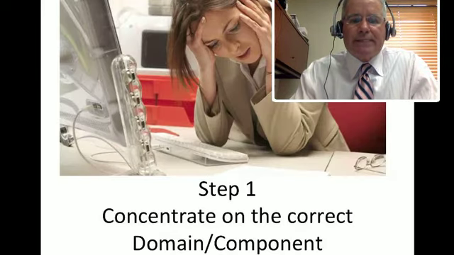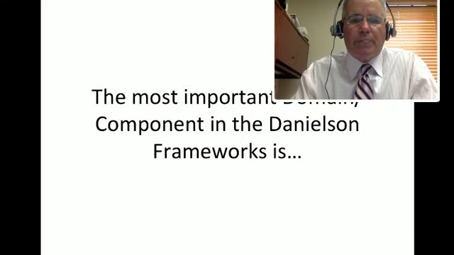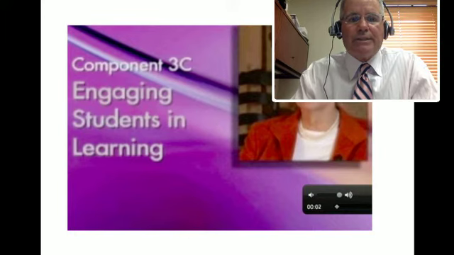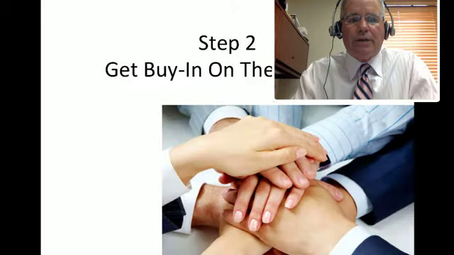So again, the 6 steps that I taught you when we did these academies. Step 1 was concentrate on the correct domain and component. And the most important domain and component of Danielson is 3C, engaging students in learning. Hopefully you've been able to work with your joint committee so that the scoring of the rubric reflects the importance of this domain 3 in general and 3C specifically as being the most important component you can look at.